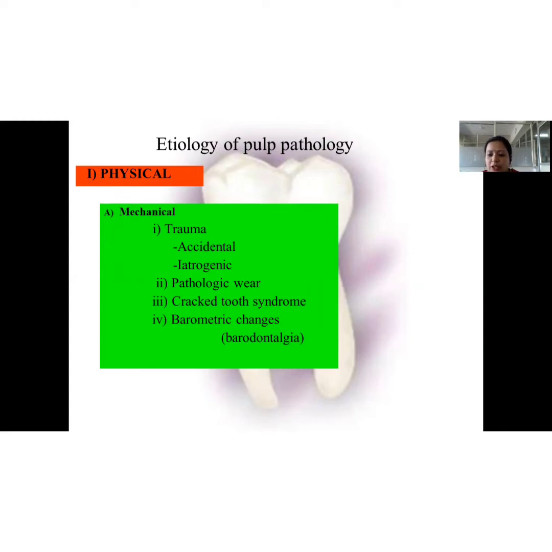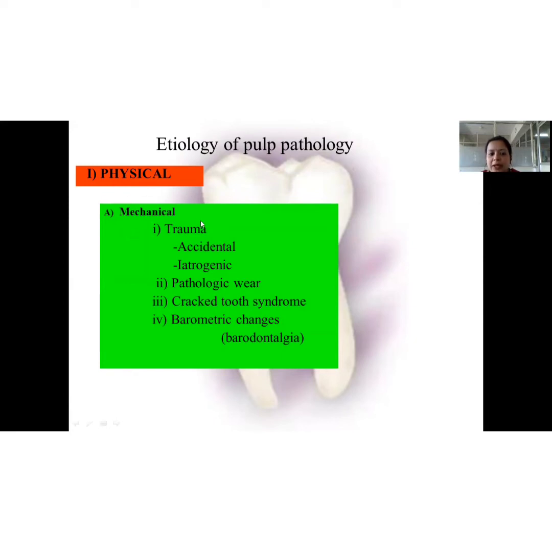So this is the anatomy of the pulp. Now, before starting the pulpal procedure or pulpal treatment, we should know the etiology of pathology. How does pulpal pathology take place, and what are the reasons? So there are many reasons. First is physical.